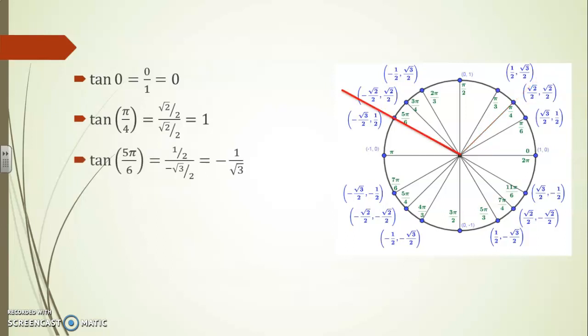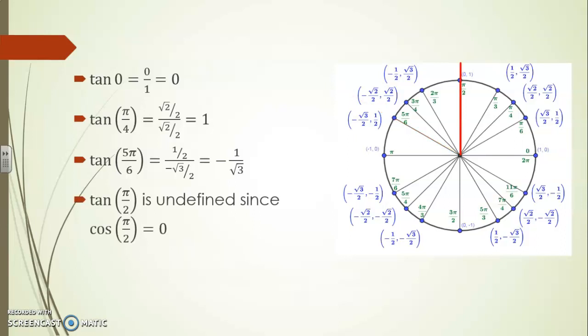At 5 pi over 6, the tangent function has a value of minus 1 over root 3, which we can find by doing the quotient of the y over the x coordinate. Again, the signs match when you look at the slope of the line through the origin and this point, so definitely a negative slope.